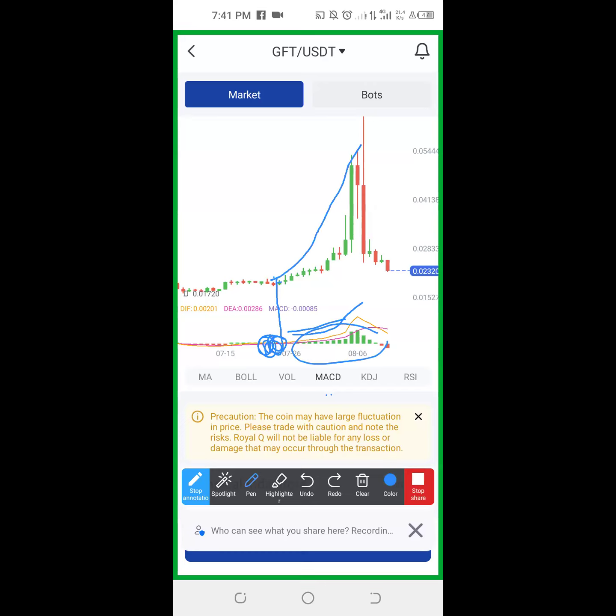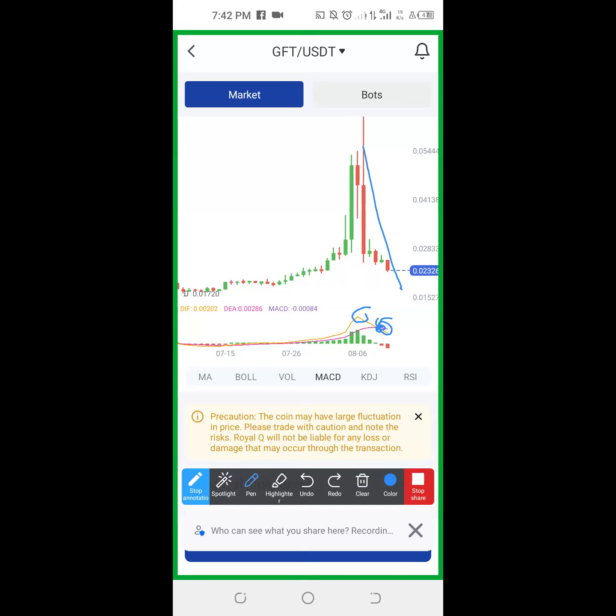At a point in time, around here, it began to turn down. If you look at the moment it turned down, there was a red candle. Then it started coming down. The moment it pointed down, the coin started coming down. That's why it did what we call a dead cross here. This is the dead cross here, and the coin started dumping.